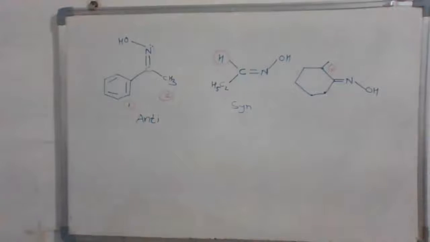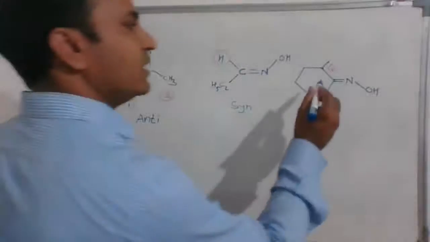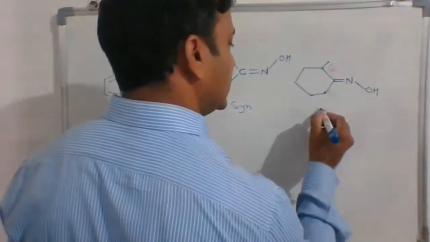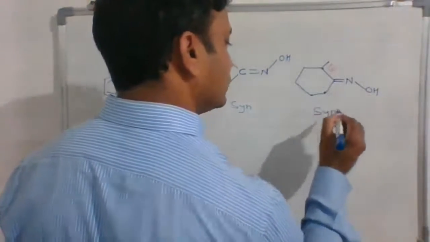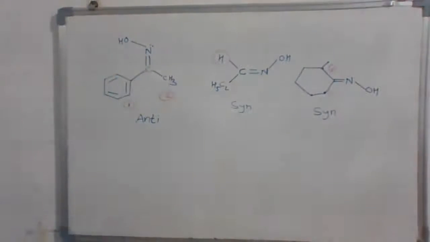Now we can say that the first priority group and OH are on the opposite side, therefore it is syn configuration. It is syn configuration.